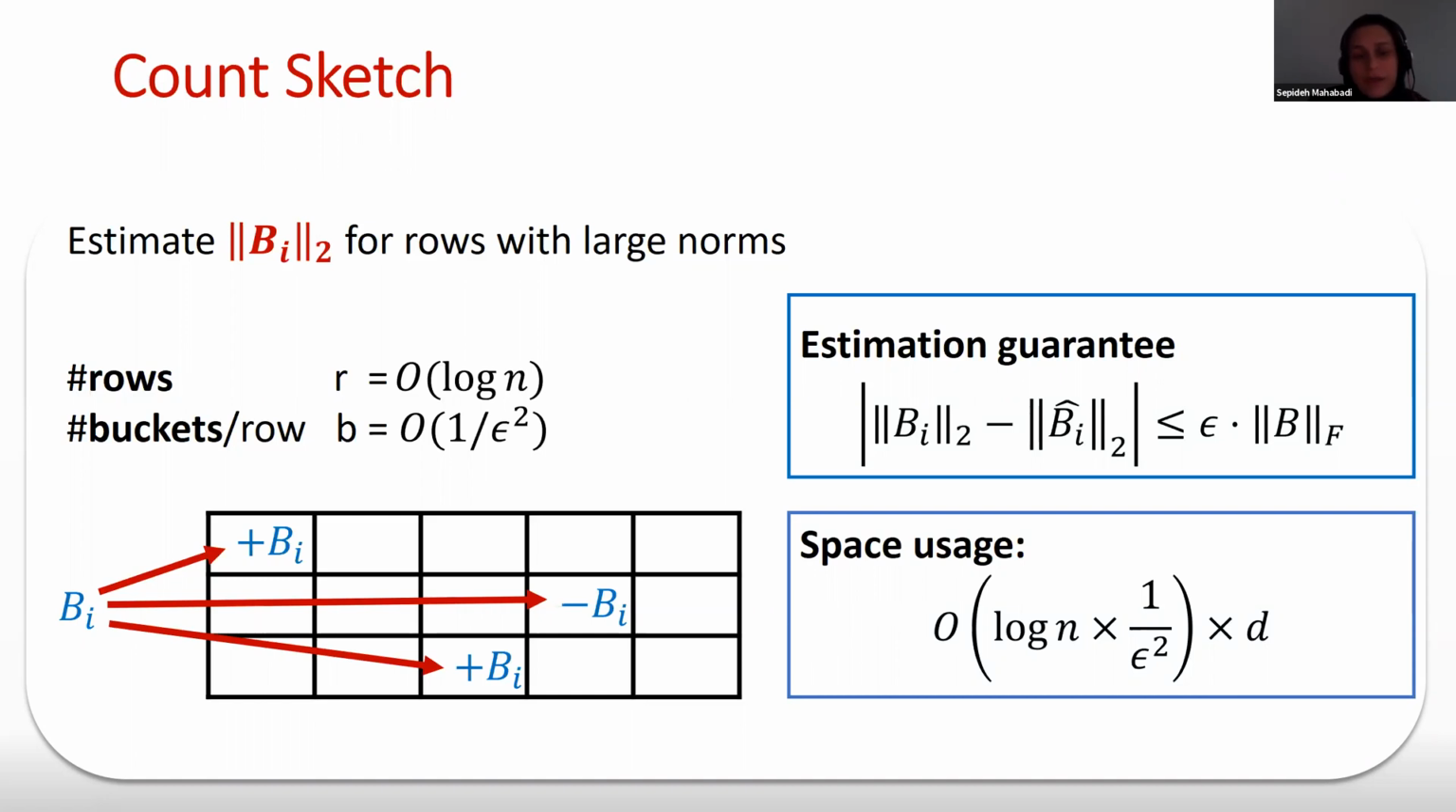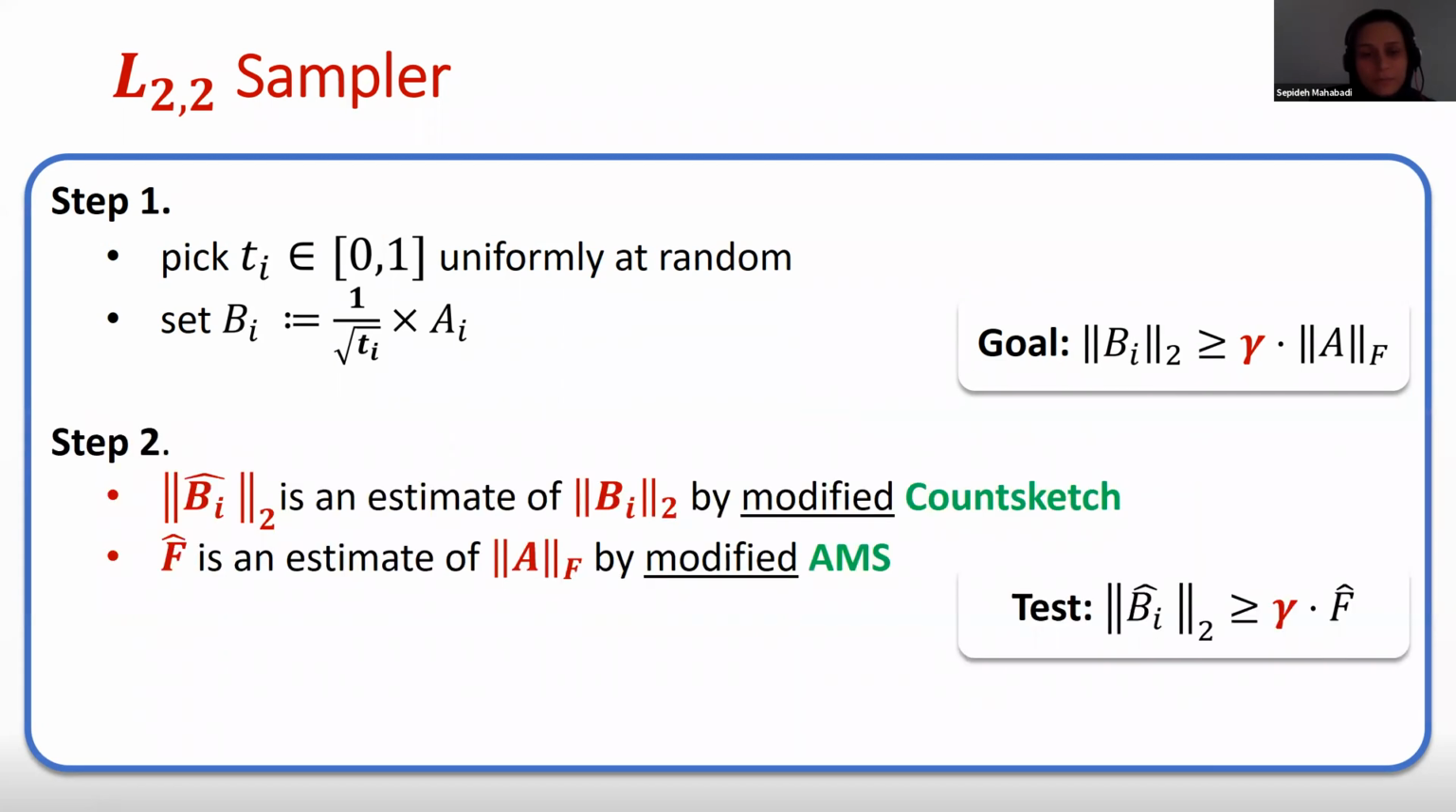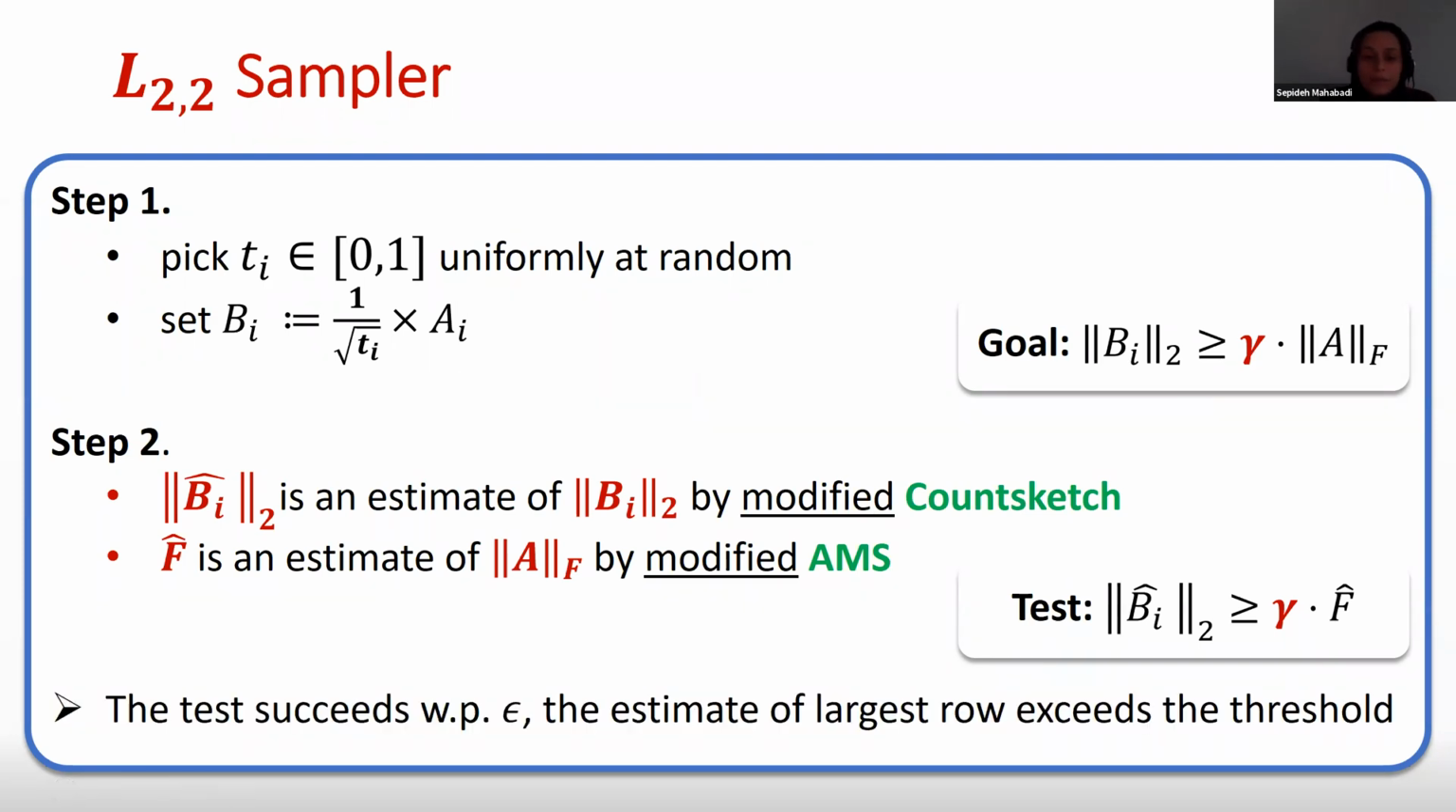Okay, so this is a generalization of count sketch to matrices, and we just use it to get an estimate for the norm of the row bi. Now instead of checking our initial condition, which is the norm of bi being larger than gamma times the Frobenius norm of A, we are going to estimate both the norm of bi and the Frobenius norm of A by modified variants of count sketch and AMS, and then we are going to check this condition with the estimates. Then we can show that this test succeeds with probability epsilon. So we repeat it and we get a sampler with the probability that we are looking for.